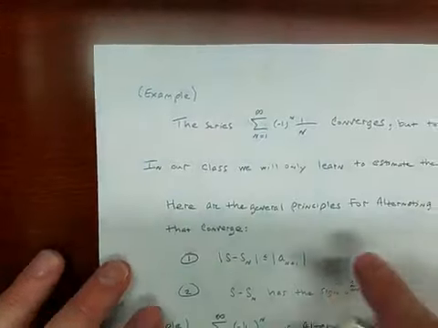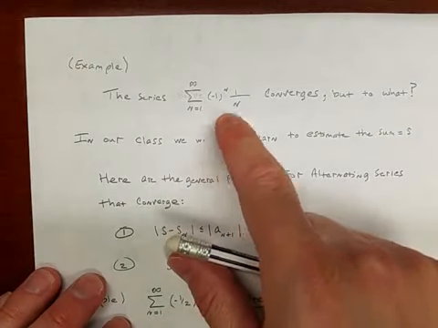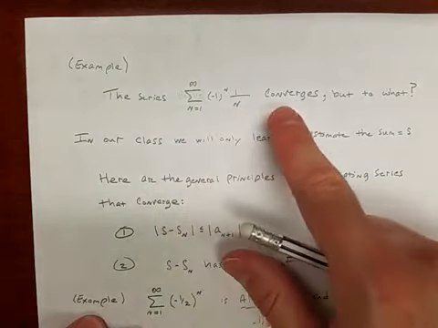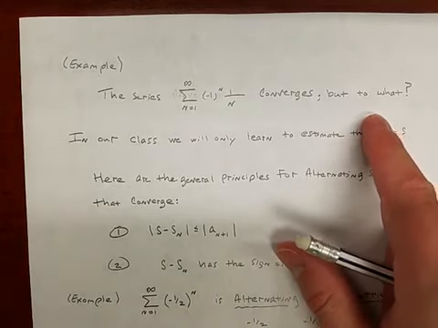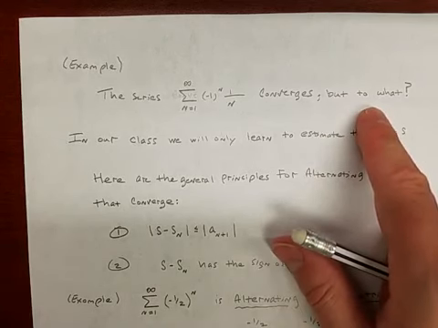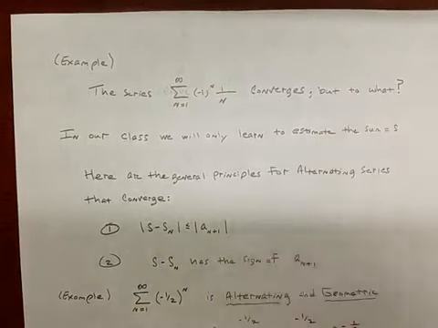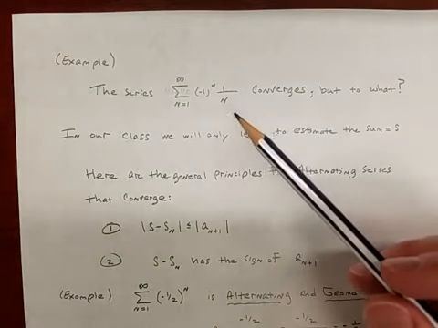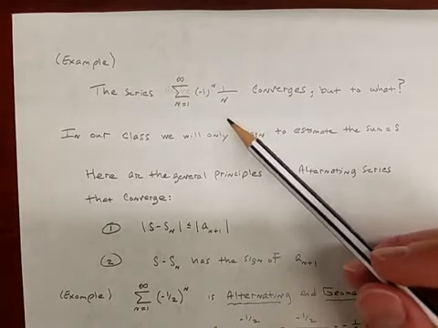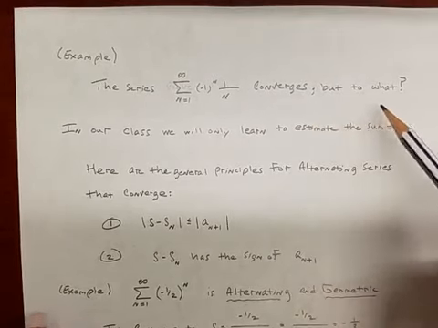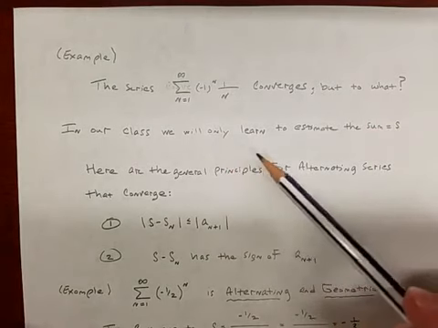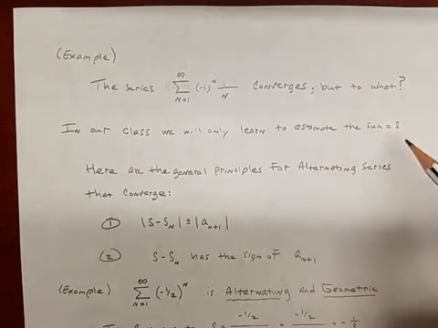Okay. All right, so let's talk about something else. So say we have an alternating series. Okay, that's one that we've already looked at. And say we know it converges. How do we figure out what it converges to? It's hard to do that. The only series that we ever were able to calculate exactly what it converged to were geometric series and telescoping series. For everything else, it's real hard to do. But anyway, so say we know it converges. We don't know what. In our class, all we'll do is learn to estimate what that number is.